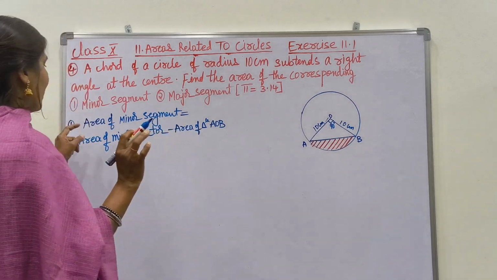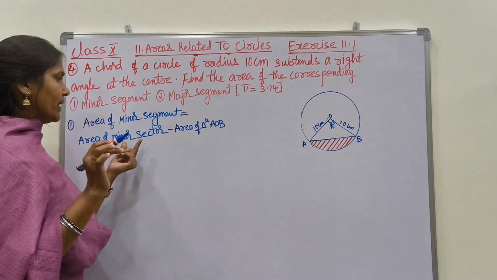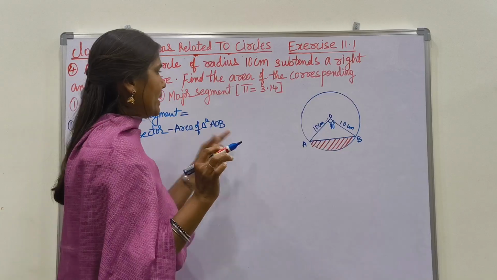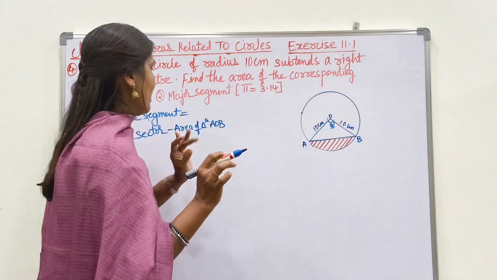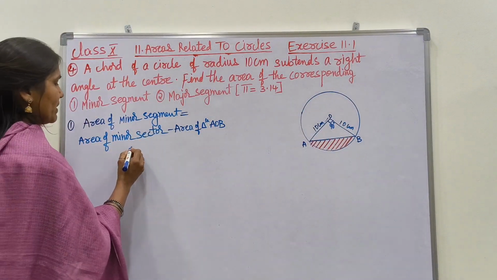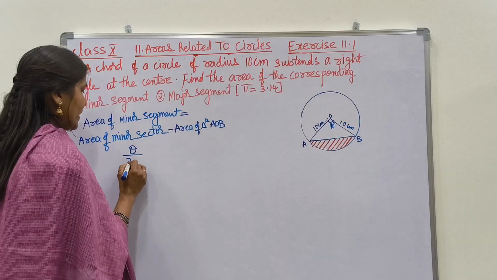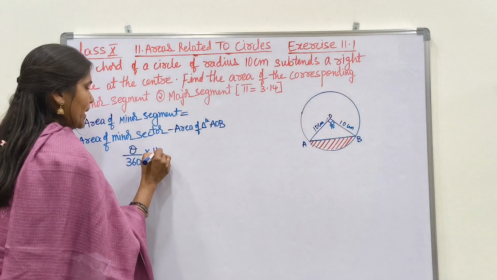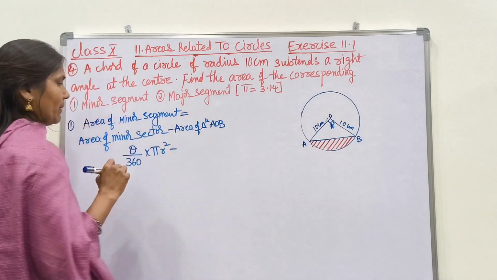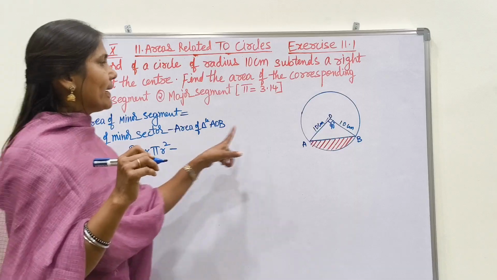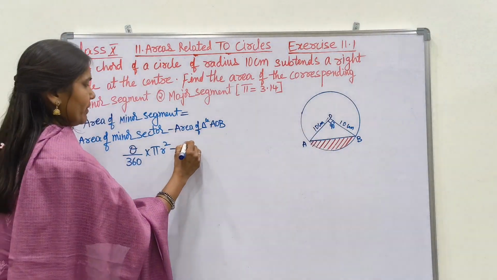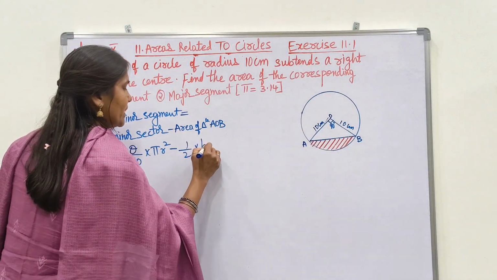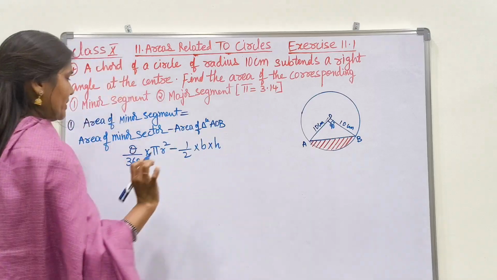Okay, now write the formula. Area of minor segment is equal to area of minor sector minus area of this triangle. Write the formula. Sector means what is the formula? Theta by 360 into pi r square. This is the sector formula. Minus triangle. Triangle formula is half into base into height. This one simplified means you will get the answer.